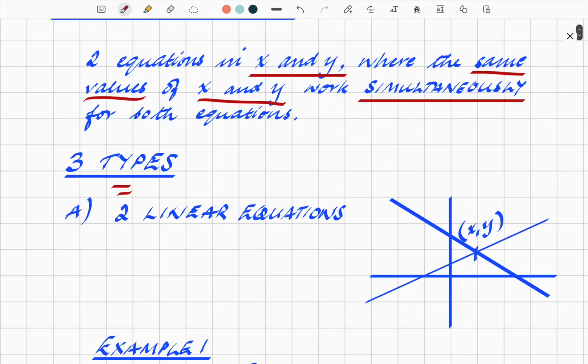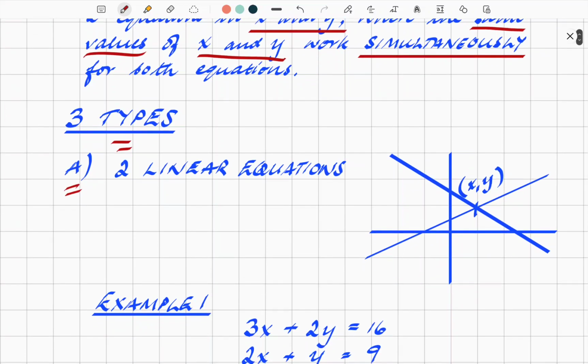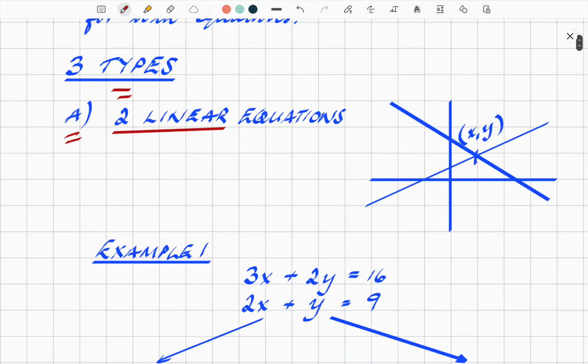So of the three types, the first one, type A. This is not from the spec or from a textbook, like type A, B, and C. That's just my own way of labeling the three different types of questions you're likely to see. So that's my system. Don't expect to see that anywhere else, and if you want to call it something else, please do. So type A are two linear equations. Exactly what that says.